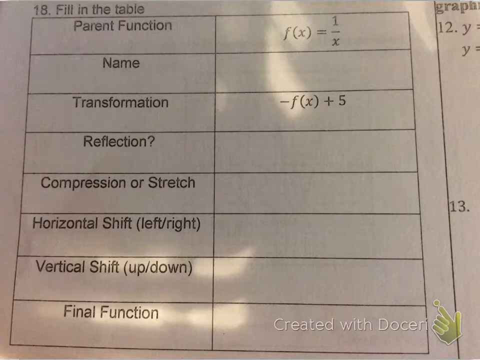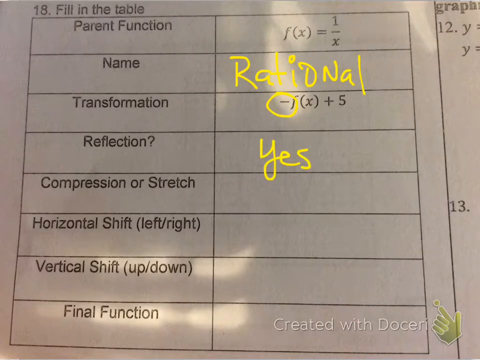All right, so the next one, what kind of function is this? Well, having this on a note card would make this easier. But 1 over x, those are called rational functions. So this would be a rational function. Is there a reflection because of this negative? Yes, there is a reflection. Or you can put just a check mark, whatever, I don't care. Compression or stretch. There is no number in front other than the negative, so nada. Not applicable.